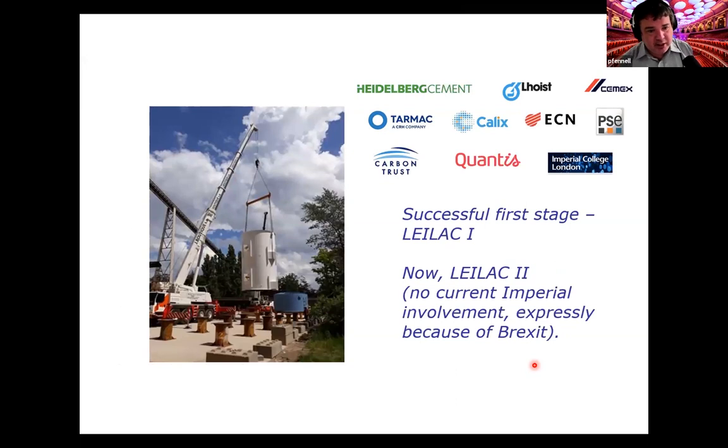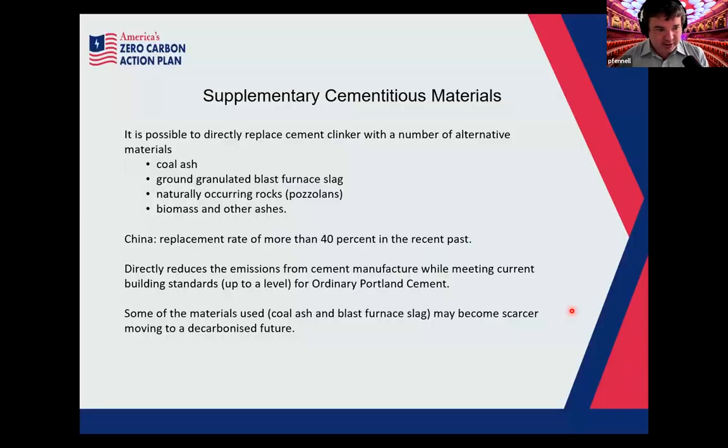Demonstrated successfully in Lilac 1 and is currently being demonstrated with Lilac 2, which is going to be about 20% of the throughput from a cement plant. And I will state quite categorically that the reason that we weren't invited into Lilac 2 was because of Brexit. The industrial partners were worried about having any British partners, but let's carry on.